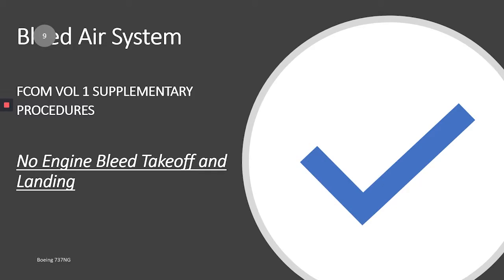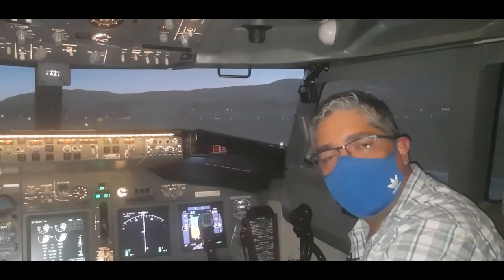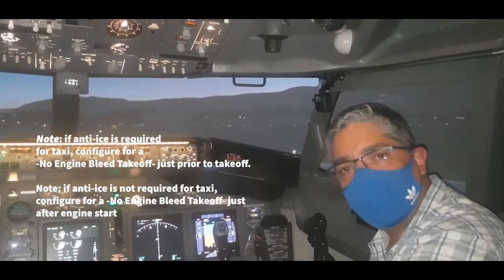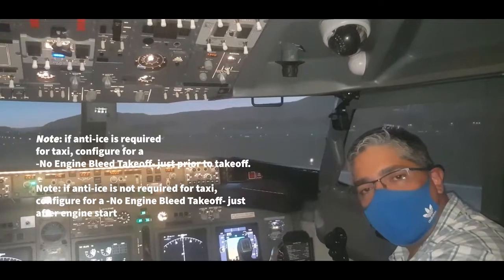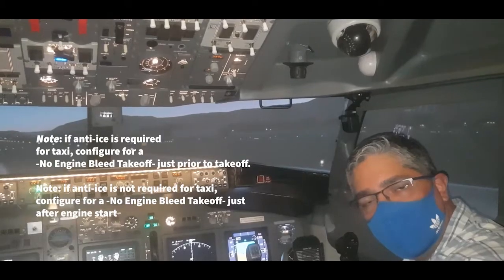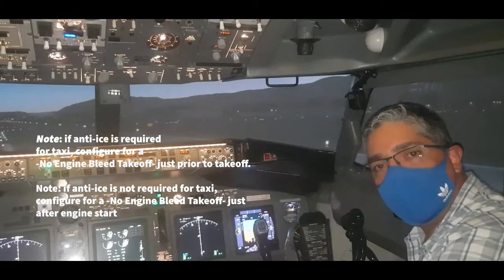Now, let's talk about the FCOM Volume 1 supplementary procedures, and we will talk about the no engine bleed takeoff and landing. So let's go and watch this video. Let's talk about no engine bleed takeoff and landing. We need to do this when we need some extra thrust for takeoff, or we need some additional thrust for go around. The steps are the same, except for the landing. We need to complete these steps below 10,000 feet. And the first thing we need to do is to select the wing and the ice switch off.